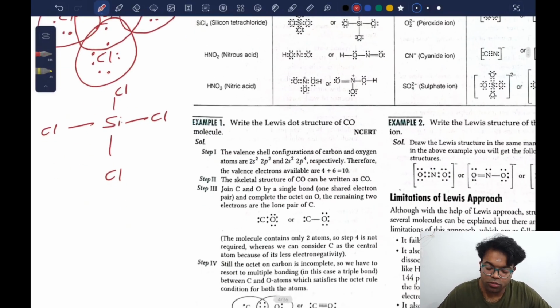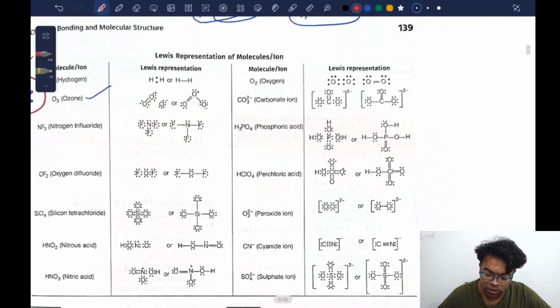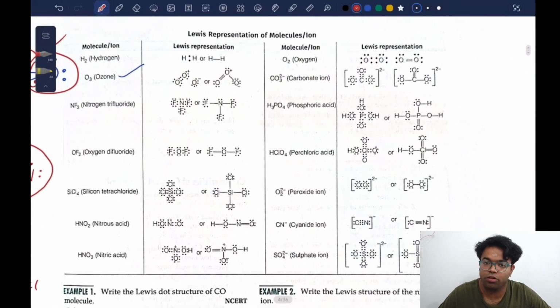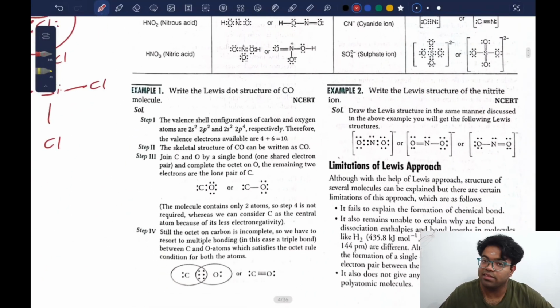Now, let's do the first example. These are all the structures. You can go through the structures on your own. Now, if you have any doubts, you can ask me, obviously. Now, let's go on to the example.